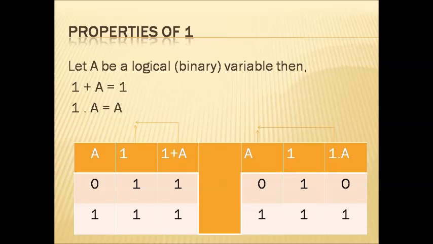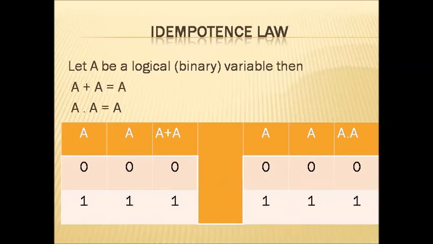Our next postulate is the idempotence law. According to the idempotence law, suppose we have a binary variable, say A. The OR operation A OR A is equal to A, and the AND operation A AND A is equal to A. So A plus A is equal to A dot A is equal to A. That is the idempotence law.